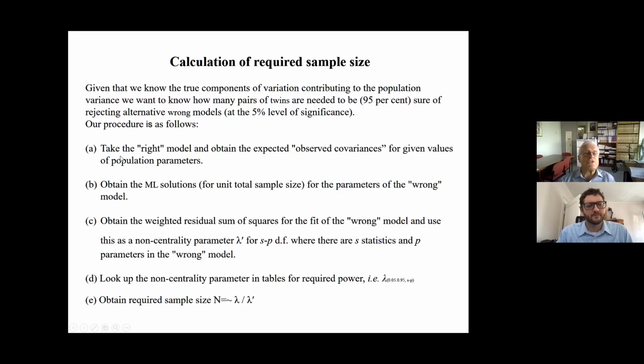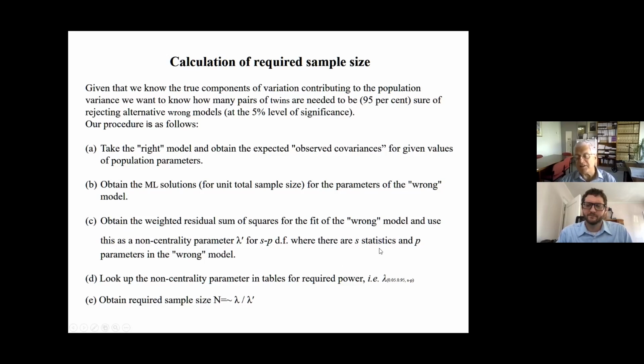So our procedure was to take the right model and obtain the expected covariances, in quotes, for given values of population parameters, then obtain maximum likelihood solutions for the parameters of the wrong model that we fitted to those data, to obtain the weighted residual sum of squares, or the chi-square, for the fit of the wrong model, and use this as what is called a non-centrality parameter, lambda primed, for S minus P degrees of freedom, where S is the number of statistics.